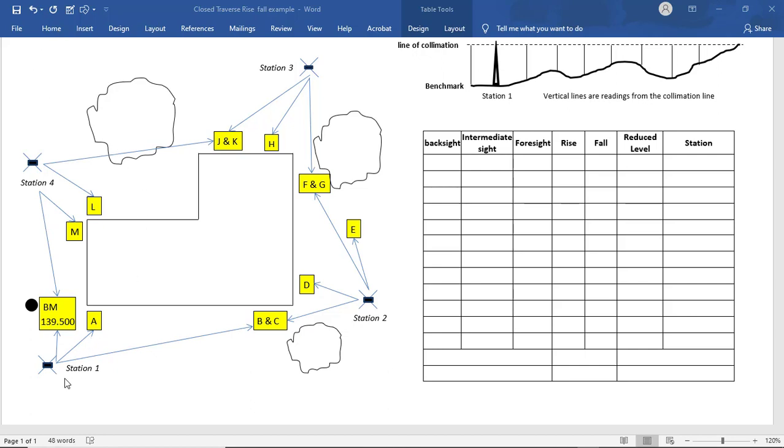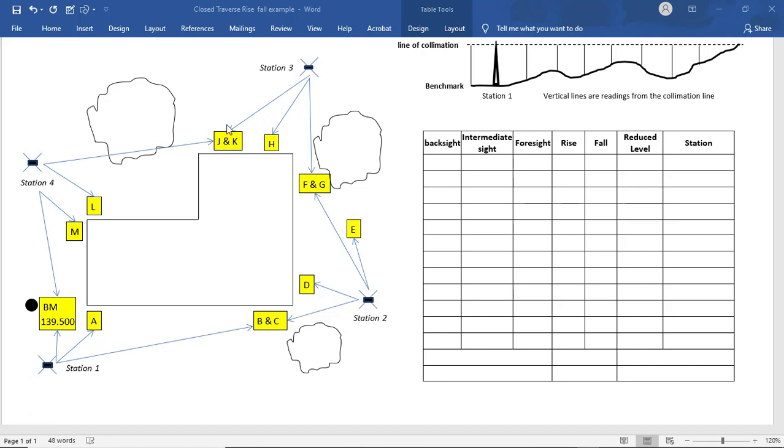Okay, what a closed traverse is: here we have a house we're going to take some readings around, some levels. We've got 4 stations and a benchmark. Our first reading will be the benchmark, and we go right around the house through these stations, and our last reading is back to the benchmark. So that's what a closed traverse is. You start at a point, you finish at a point.